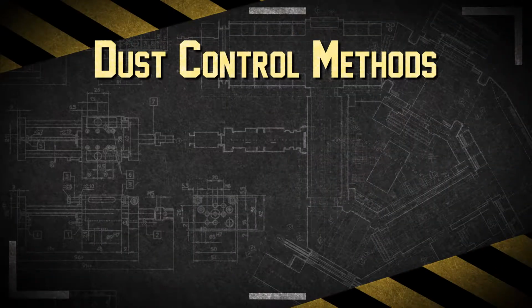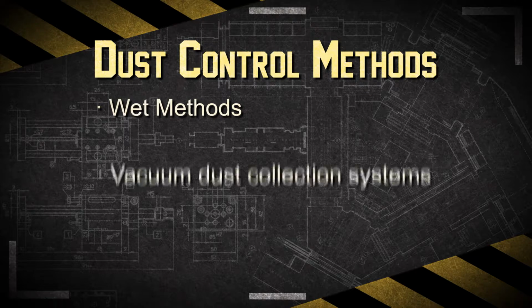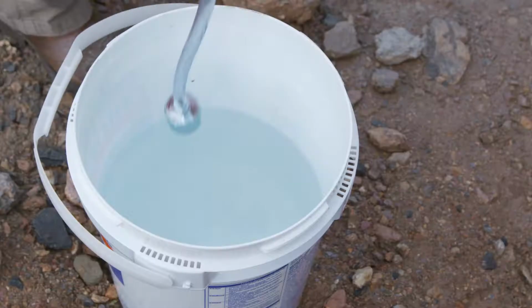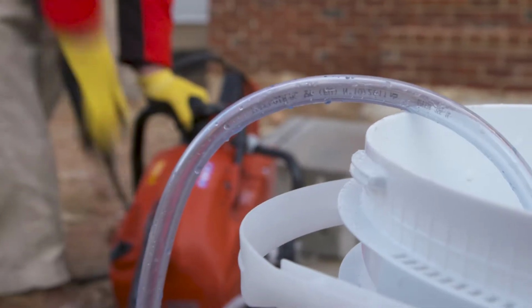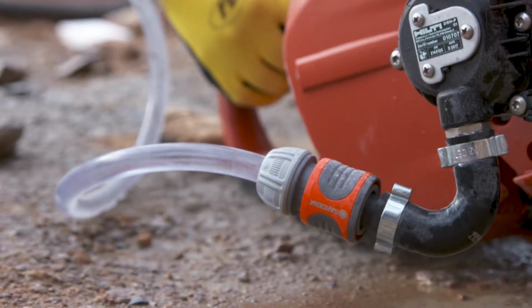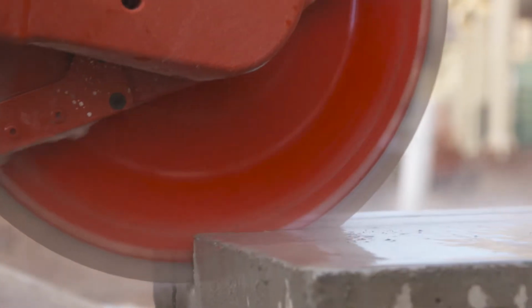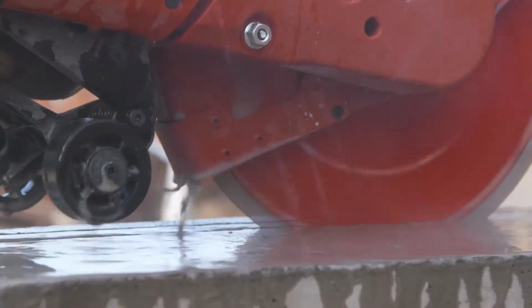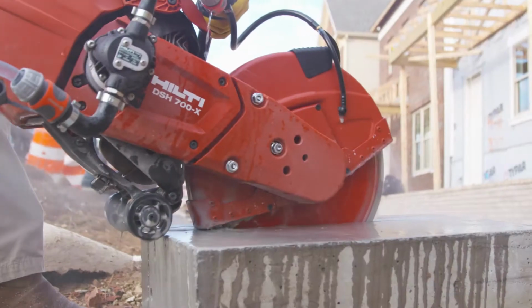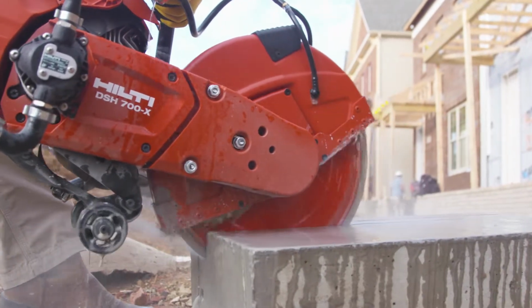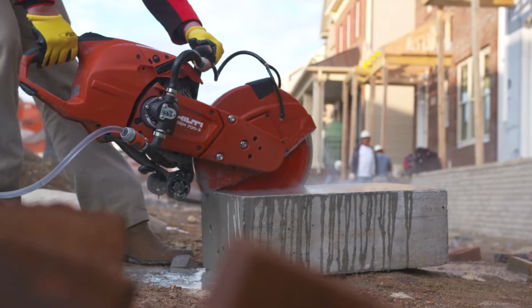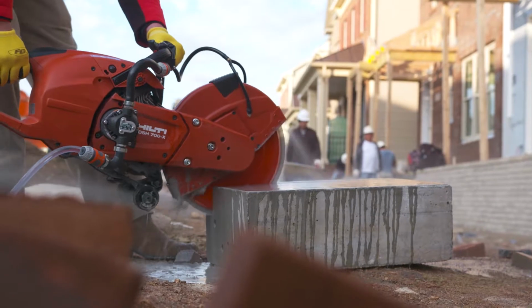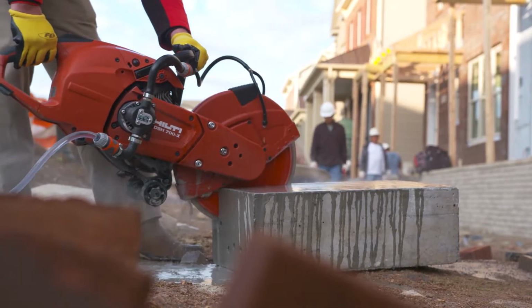There are generally two main methods used to control silica dust: wet methods and vacuum dust collection systems. Wet methods use water to keep dust from getting into the air and are typically the best choice for controlling silica dust. Saws, drills, and other equipment with integrated water delivery systems continually feed water to the blade or cutting surface, reducing the amount of silica dust that becomes airborne and controlling exposure at its source.